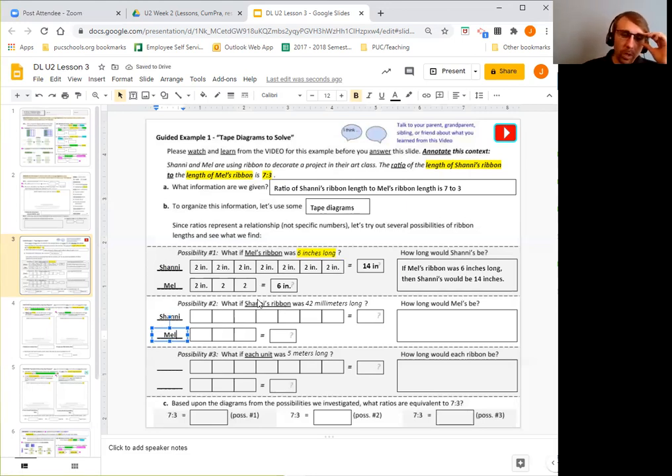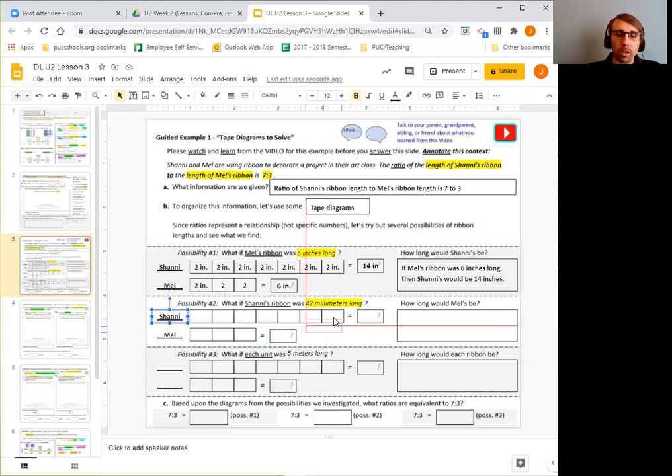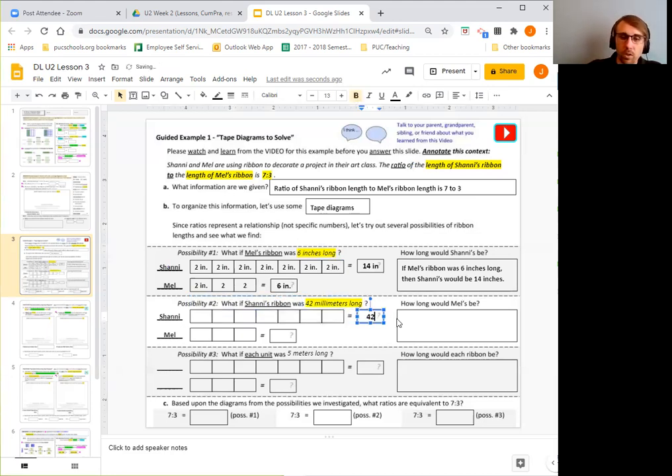But this time we know that Shani's ribbon was actually 42 millimeters long. So I'm going to highlight that important information, and I'm going to put that at the end of Shani's ribbon as the total. So the total for Shani is all of these 7 boxes. Sorry about that. So all of these 7 boxes together gives us 42. So 42 has to go here, 42 mm.